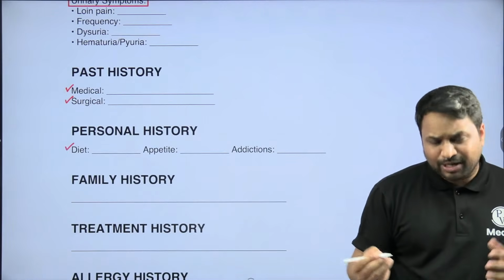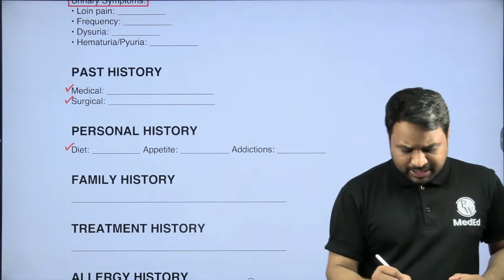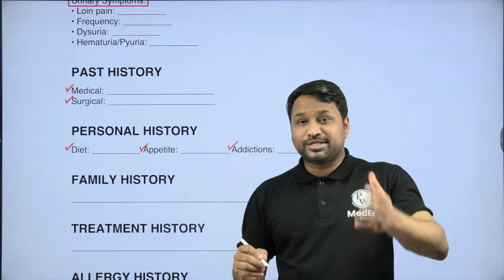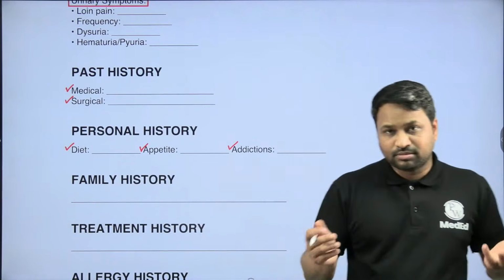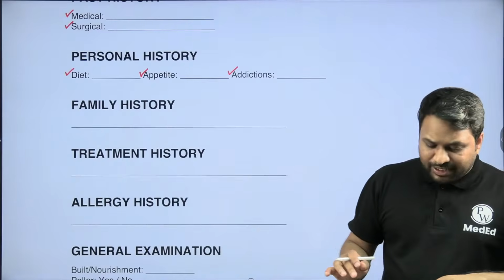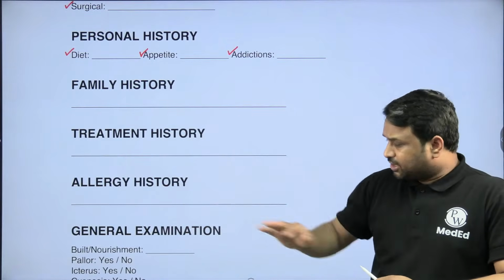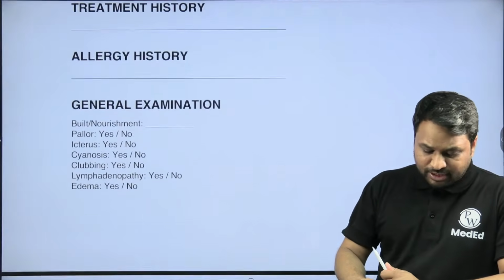Personal history: you talk about diet, whether vegetarian or non-vegetarian, frequency and all that. Appetite is good, bad or decreased. Are there any addictions, for example smoking, drinking and any other substance abuse? Family history of malignancies, previous treatment history, allergic history, and then come to general examination.